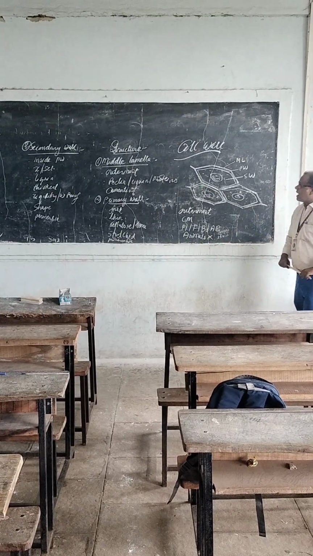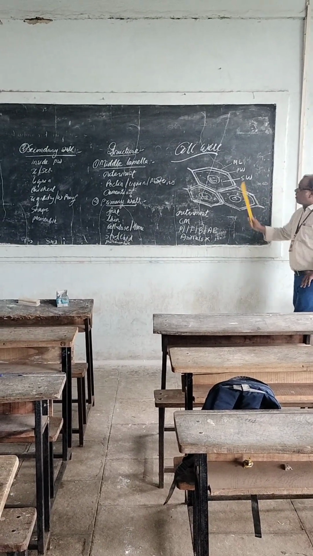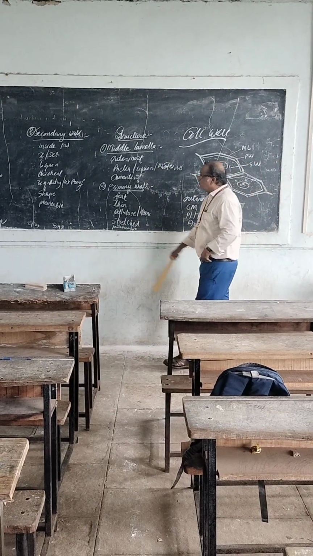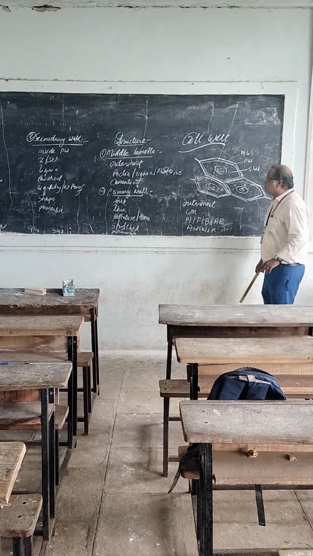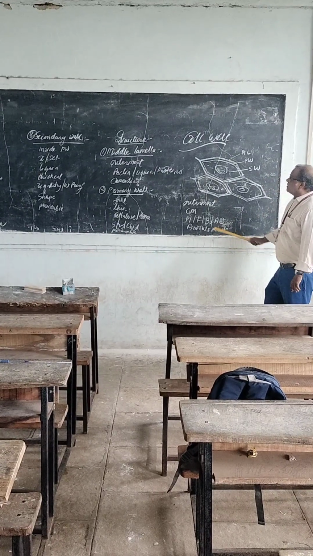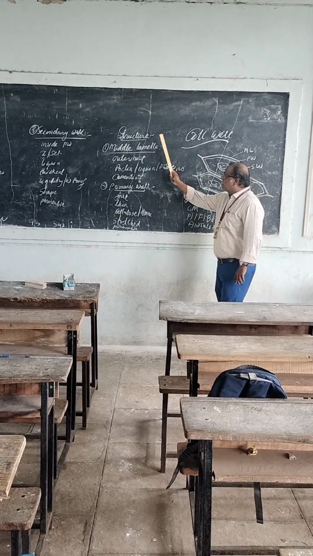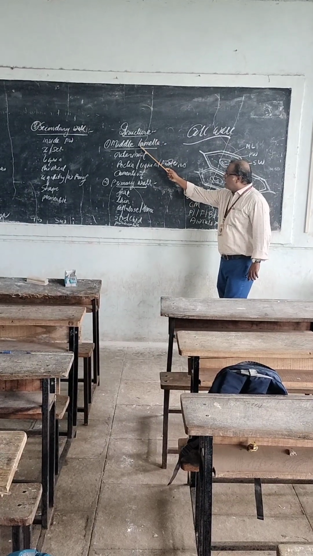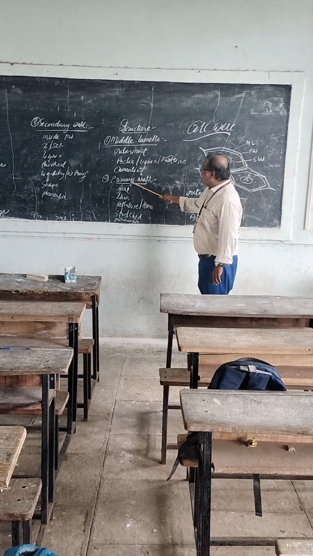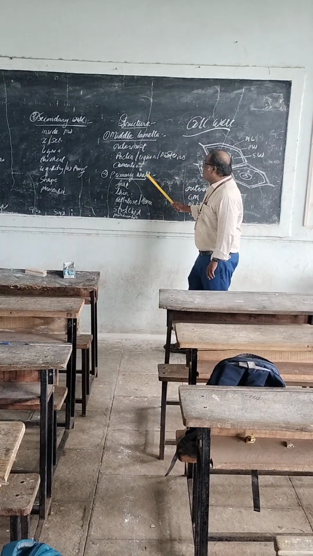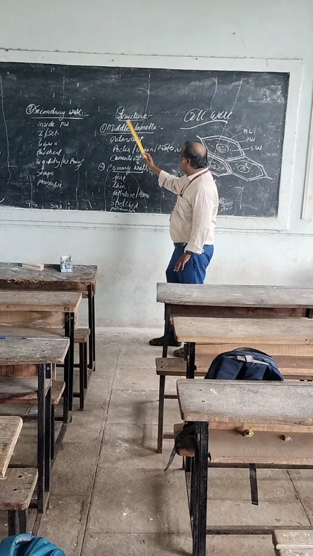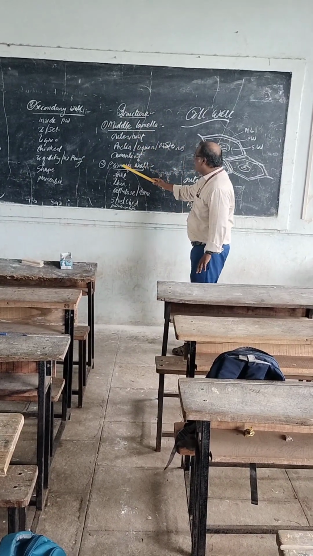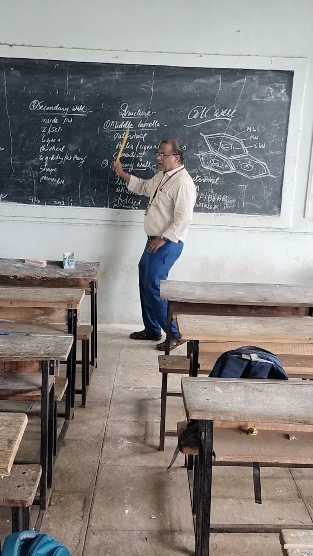So, the question may be asked: write the structure of cell wall and give its functions. So first we will discuss about the structure of cell wall. The cell wall is made up of three layers, namely middle lamella, primary wall and secondary wall. You remember the sequence: firstly middle lamella, then primary wall and then secondary wall.